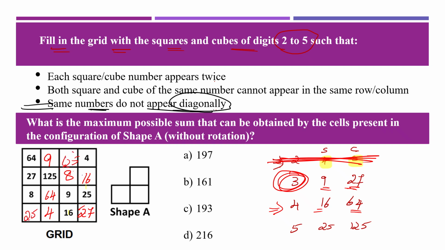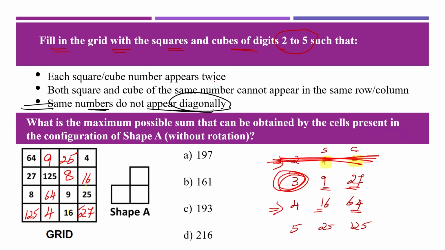It's not possible as 25 is diagonal to the other 25, another 25 here. So let's replace this 25 with 125 and this square with 25. I guess the grid is complete.